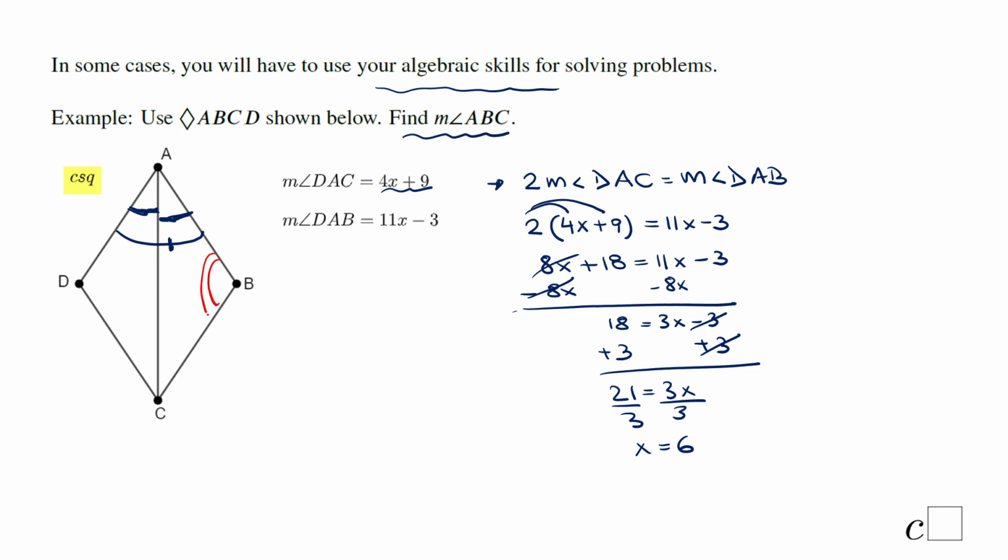Okay, this angle is supplementary with this angle. So let's find the measure of angle DAB. That will be 11 times 6 minus 3. So that will be 66 minus 3. That will be 63 degrees.